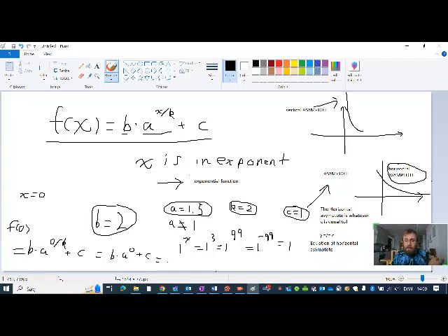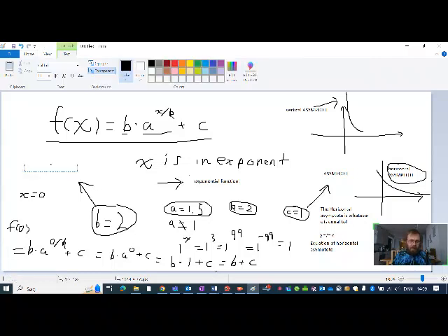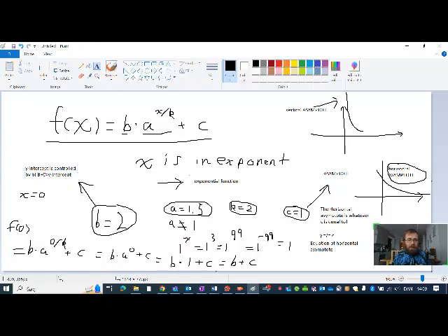But does it really matter what a is? No, because when you take something to the 0, it just becomes 1. So you have b times 1 plus c. Well, that's kind of interesting because now we can say it's just b plus c. And like I said, it didn't matter what a or k was. That didn't matter at all. So b controls, to a degree, the y-intercept, not the x-intercept. b plus c equals the y-intercept.